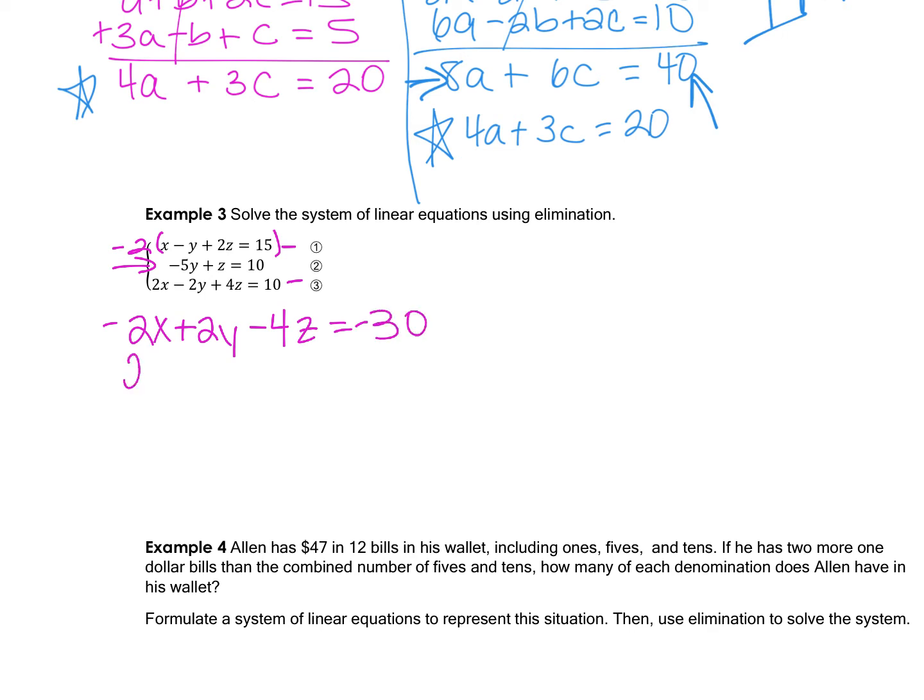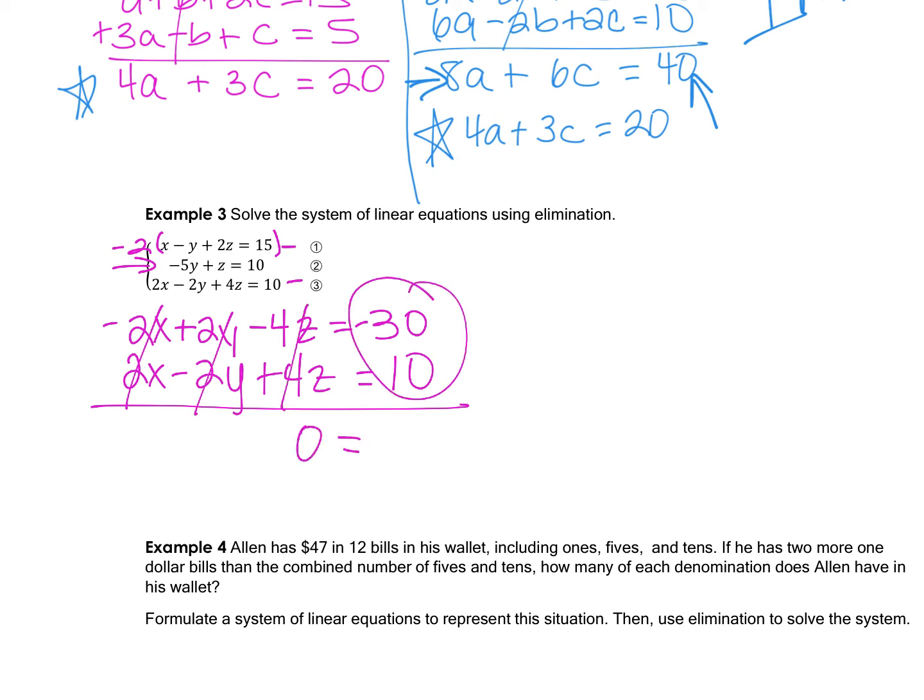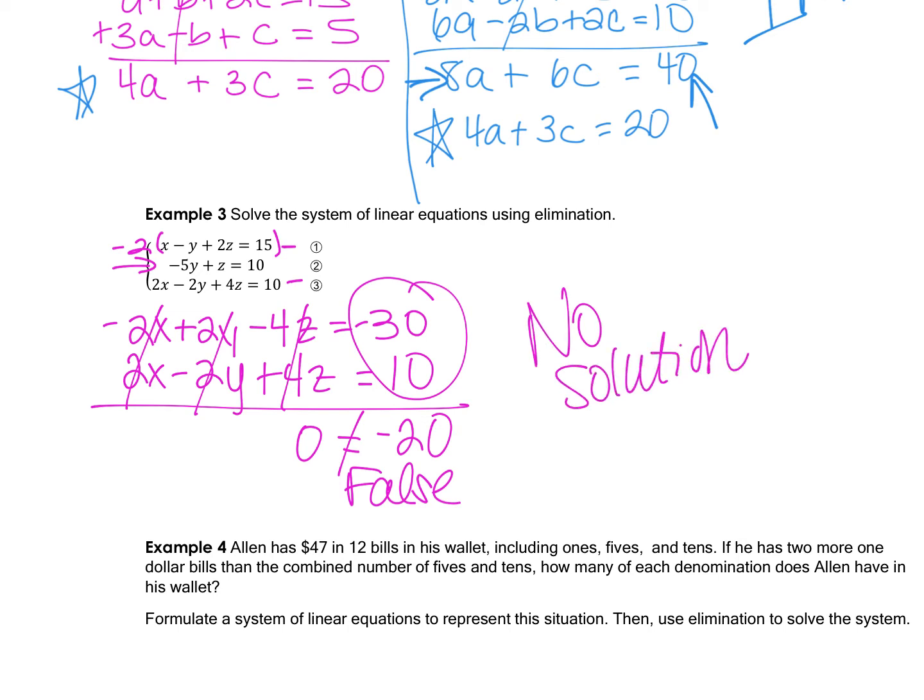Okay, so then I'm going to rewrite the third equation. Notice x's cancel, y's cancel, z's cancel. I get a 0, and then adding these we get -20. 0 does not equal -20. So this is a false statement, which means if all of your variables cancel, you have a false statement. There is no solution, which means they do not have any points in common.